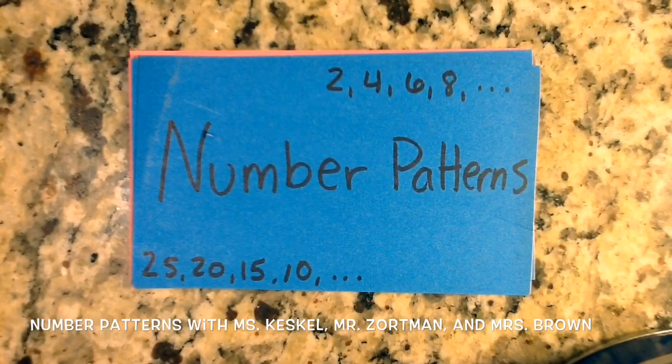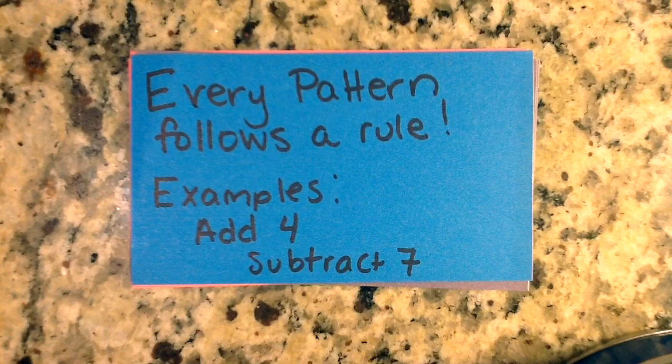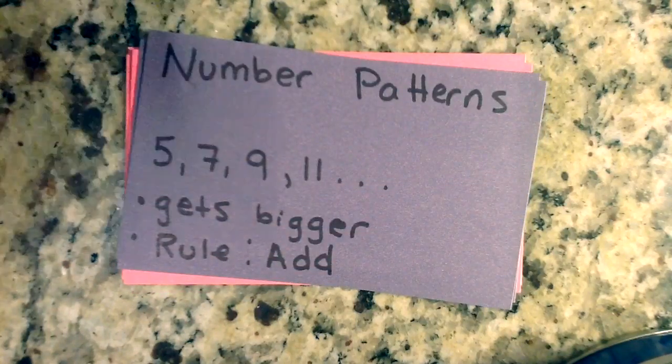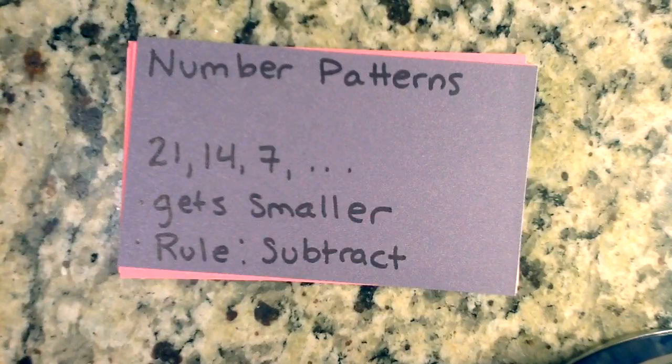Today we're going to be learning about number patterns. One really important thing to know about number patterns is that every pattern follows a rule. For example, you add 4 or you might subtract 7. When you're looking at a number pattern, if the number gets bigger, like 5, 7, 9, 11, then your rule is going to be an addition rule. If in your number pattern the numbers are getting smaller, like 21, 14, 7, then your rule would be subtraction.